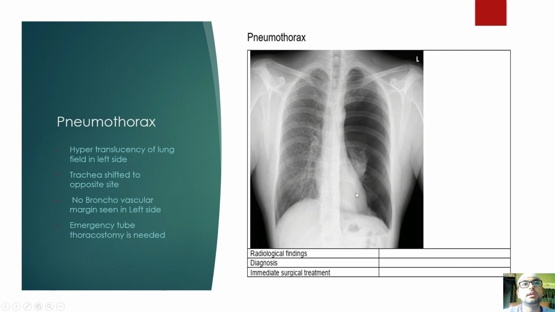You can see the lung is collapsed here. This is the lung. And the trachea is shifted to the opposite side. No bronchovascular margin. So this is a tension pneumothorax. So it is an emergency procedure. We will go for tube thoracostomy, to make the positive pressure become negative, so the lung becomes inflated and the patient will be saved. Very common and very important.